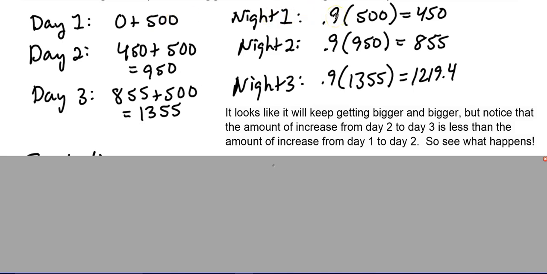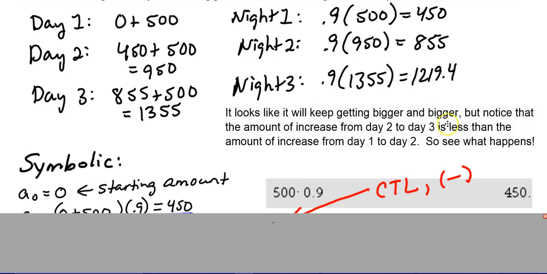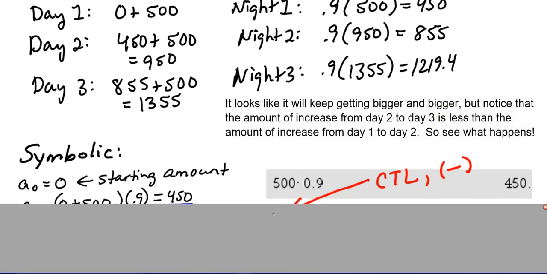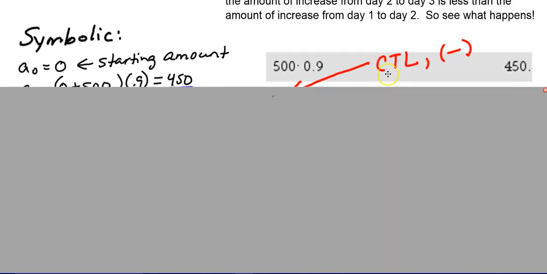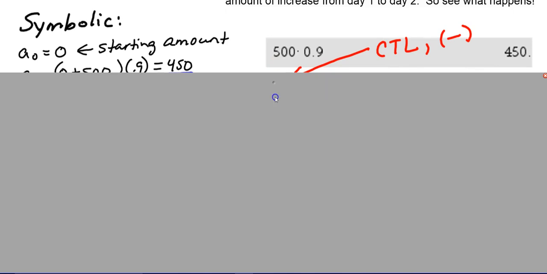We multiply, so we take the previous day's total by 0.9, and then we add 500 again, and then that times 0.9, and then add 500 again, and then that times 0.9. So each time we're adding 500 to the previous total and then multiplying it by 0.9. So we can look at this kind of symbolically here. We can see it on the calculator at the same time.